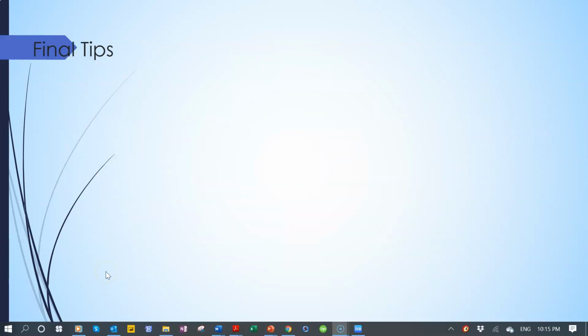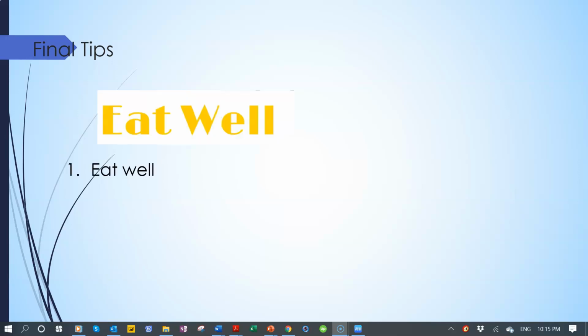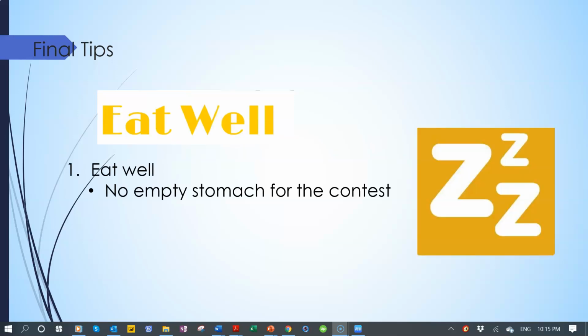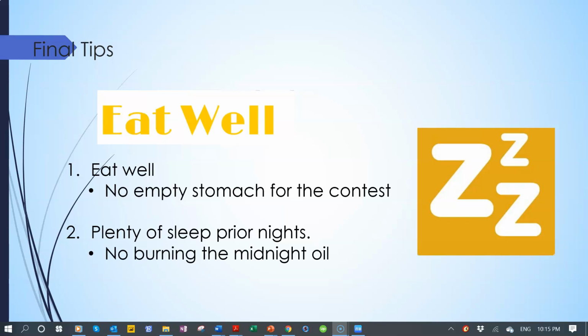Okay, final tips. Before the contest, make sure you take care of your body. So first, eat well. Eat well and do not have an empty stomach for the contest. Second, have plenty of sleep during the previous nights. No burning the midnight oil.